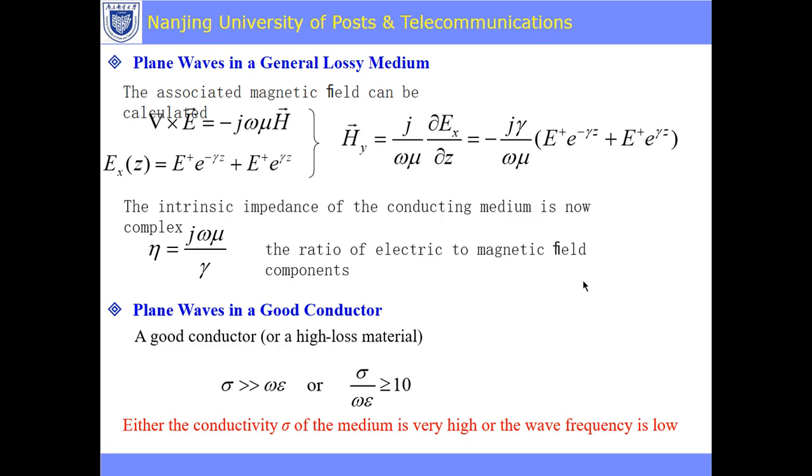Either the conductivity is very high or, according to this condition, this omega should be low, right? So what comes to your mind? A material. Copper, right? Copper conductivity is very high. Copper is a very highly conductive material.